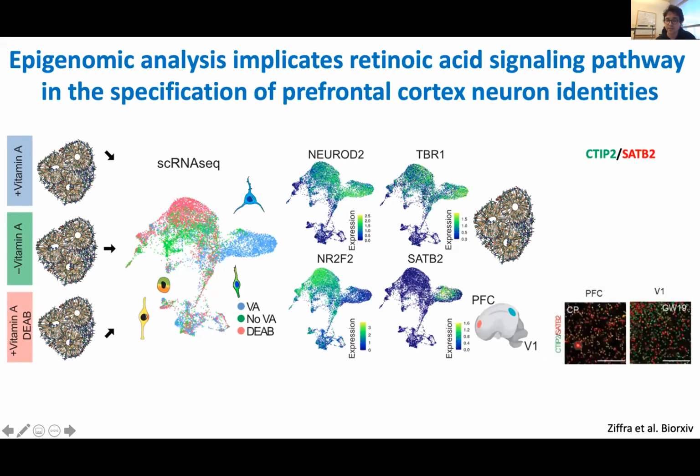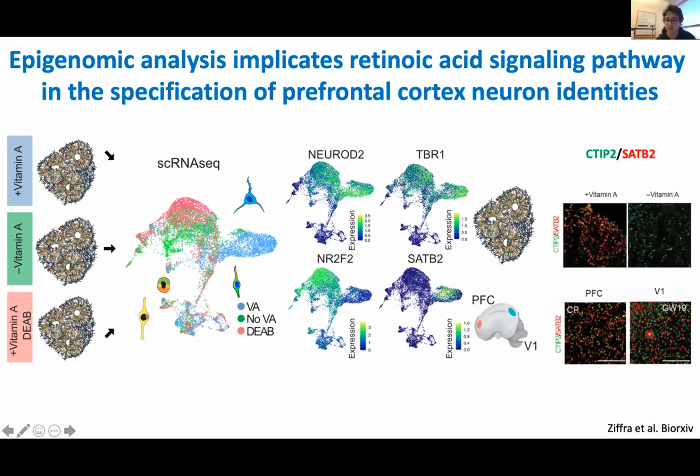We also stained both primary tissue and cerebral organoids with CTIP2, also known as BCL11B, and SATB2, which, as you can see in primary tissue, are co-expressed in prefrontal cortex, but differentially expressed in the visual cortex. And in cerebral organoids, we essentially found the same result.